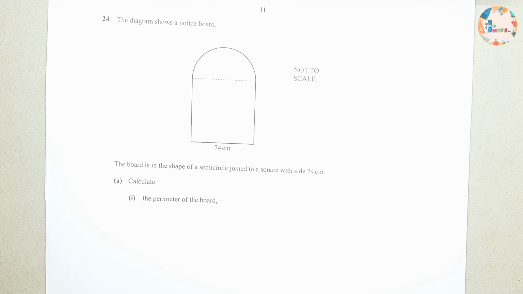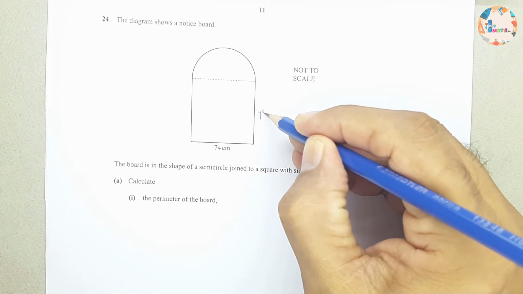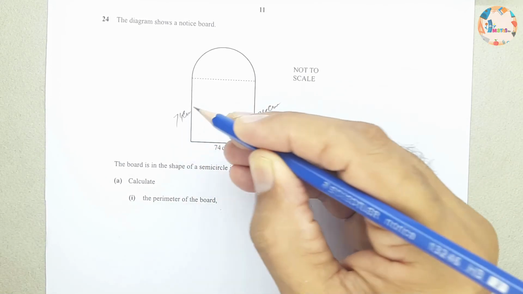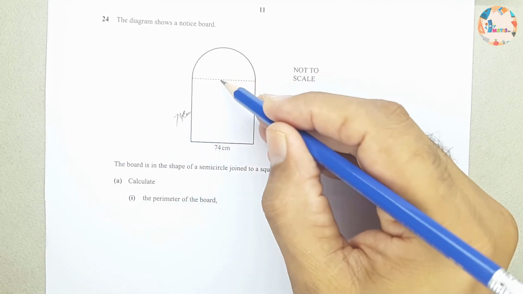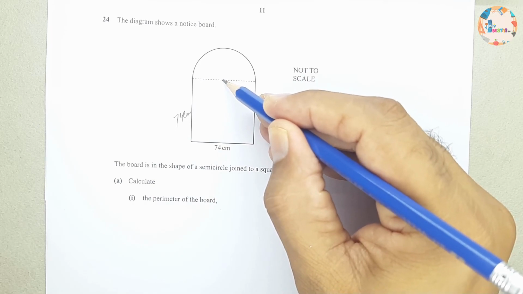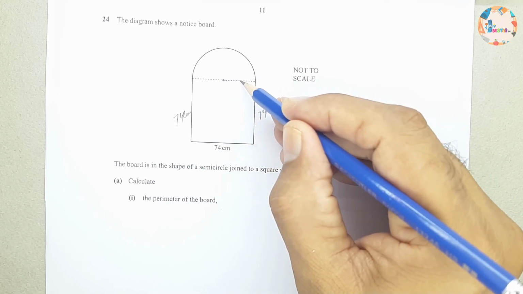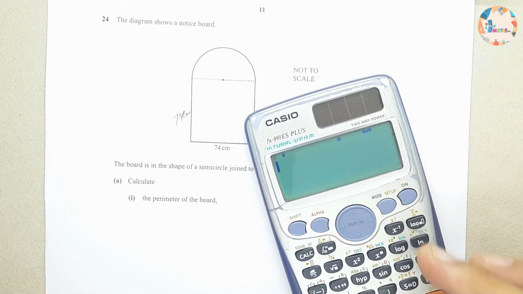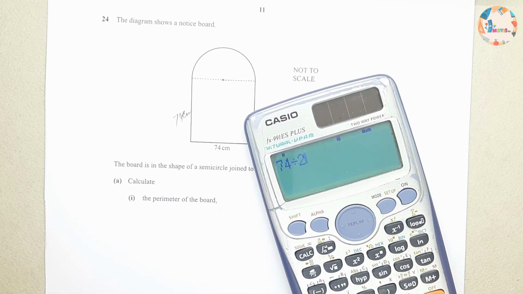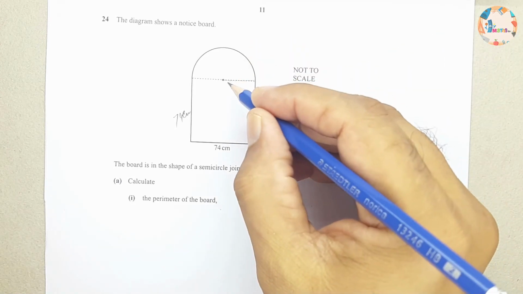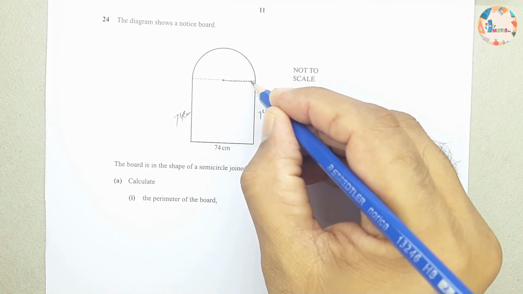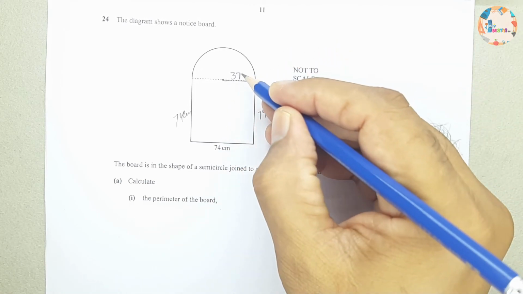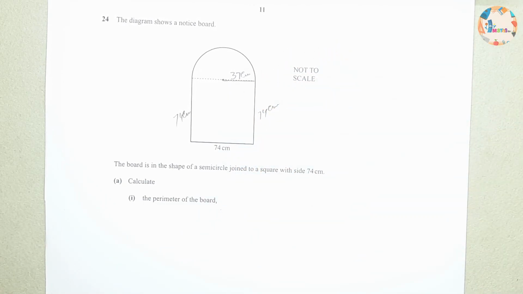One side they have written. So this side is also 74 centimeter and this side is also 74 centimeter. And this side is also 74. The radius of the circle, this much, will be 74 divided by 2, and 74 divided by 2 means 37. So this much radius is 37 centimeters. This is what is given.